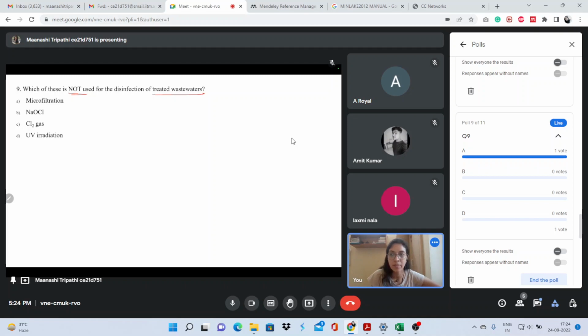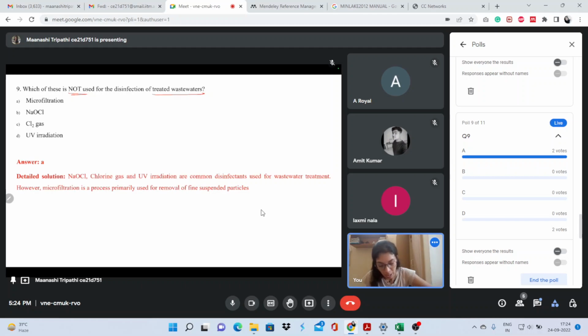Others, please answer. So, yes, all of you are correct. The answer is microfiltration. The other processes release chloride ions, and chloride ion is a good disinfectant. And UV radiation also releases some oxidized ions that will help in the removal of pathogens. This will kill any pathogens that come in their way.